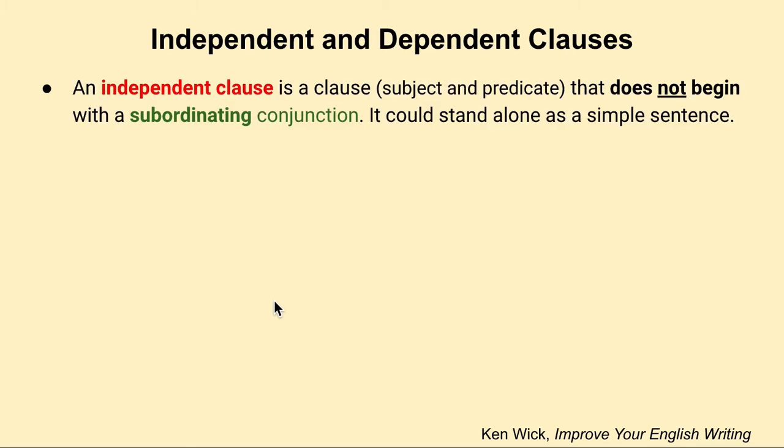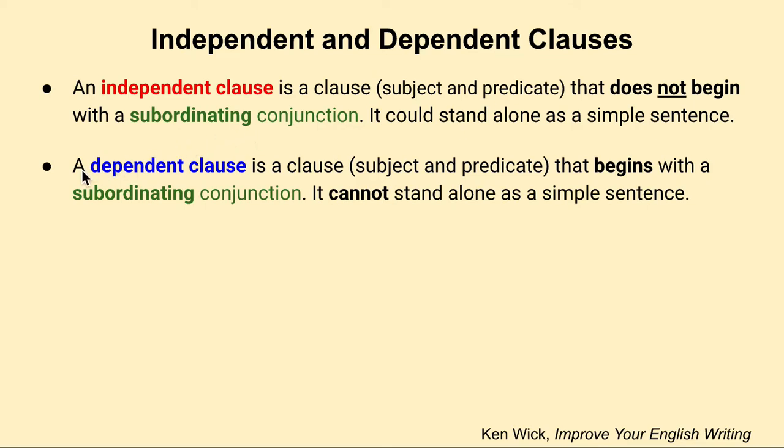So, independent and dependent clauses. An independent clause is a clause, so that's a subject and predicate. You can just say verb here if you want to. It does not begin with a subordinating conjunction. So what's a subordinating conjunction? I'll get to that. It could stand alone as a simple sentence. So basically, it's a clause, so it's a subject and verb. We'll just say verb that does not begin with a subordinating conjunction.